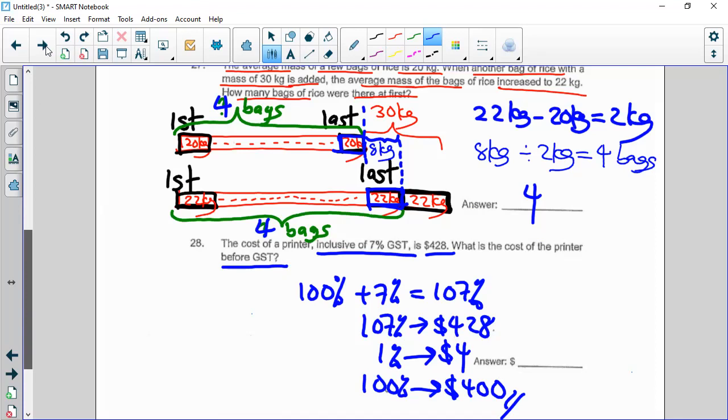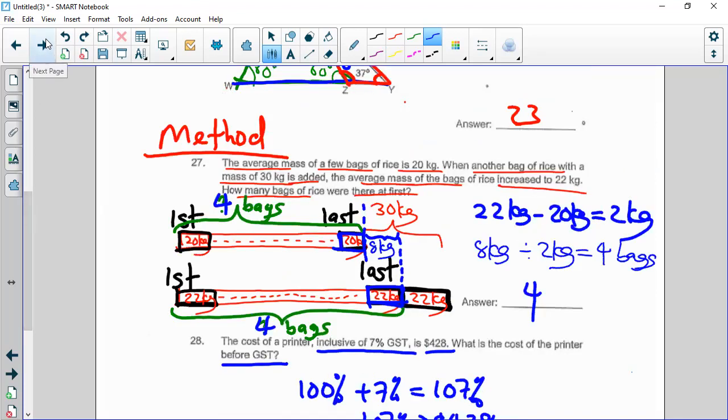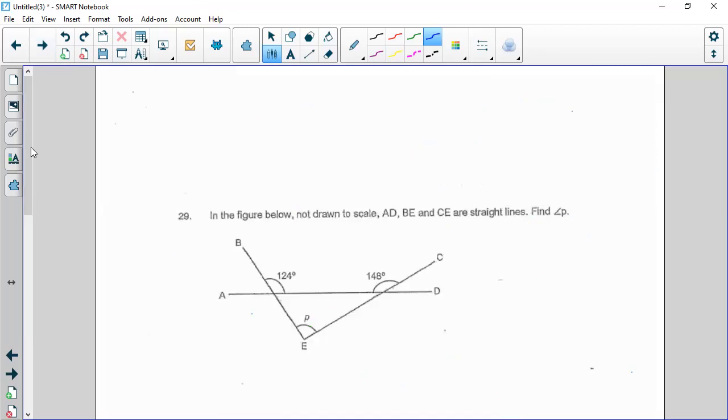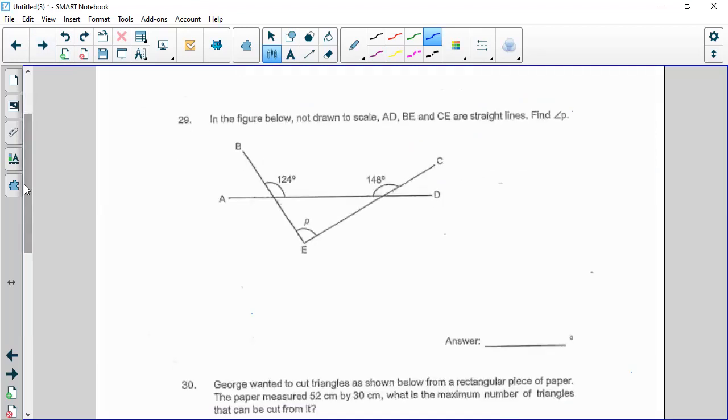Okay, question 29. Two questions more to go. Read the question, you have straight lines, find angle P. Now don't care about the question mark. Look for angles that can be found easily. So there is a straight line. So 180, angle on a straight line, minus 148, you get 32 degrees.